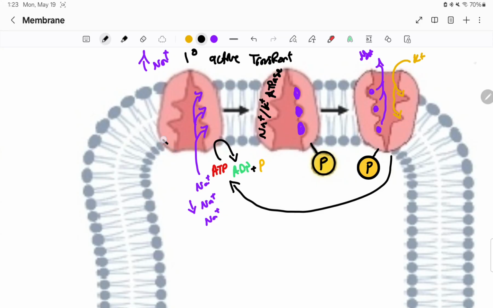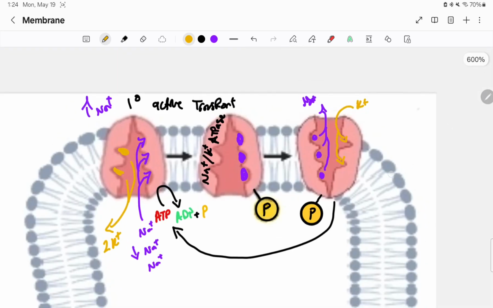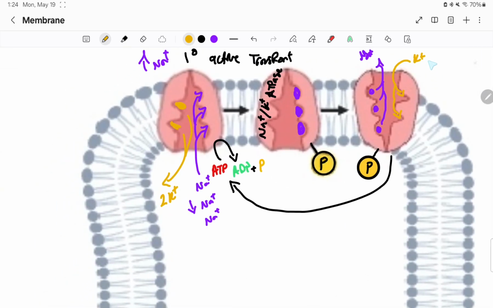And when it flips back to its original shape, look at what happens. It opens up like this, and those two high affinity binding sites are no longer high affinity in this configuration, and they let go of the potassium, and they bring potassium here. Now, what happened with the potassium? Remember, potassium is usually high inside of the cell. So we took potassium from a low concentration to a high concentration. Again, we pushed both of these guys against their concentration gradient.